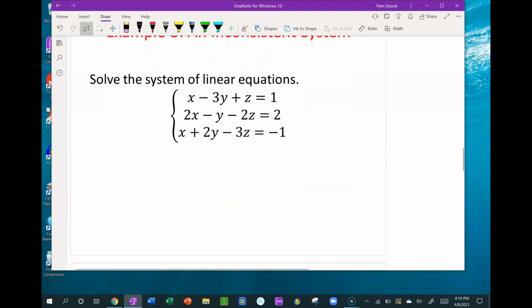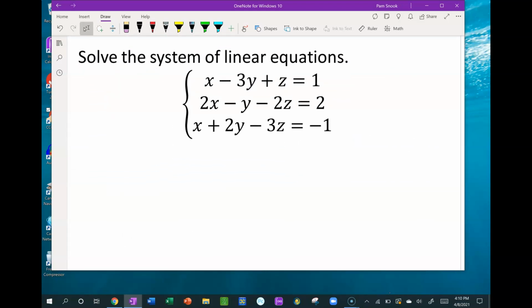All right, let's do another one. I'm going to inspect my rows first. Here's row 1: x minus 3y plus z equals 1. I'm allowed all three in row 1, so check, that's good. Row 2, I have 2x minus y minus 2z equals 2. So I do need to remove that 2x. So I'm going to take care of that first thing. And then I have row 3. So the first row I'm going to work on is row 2.